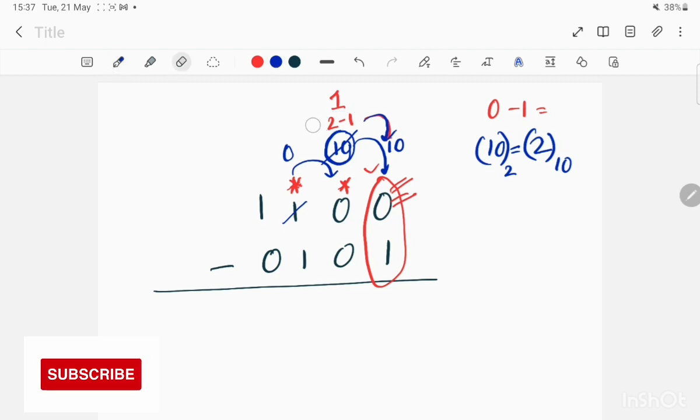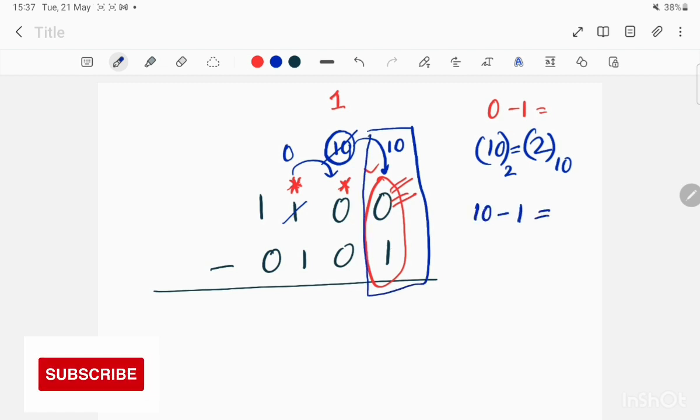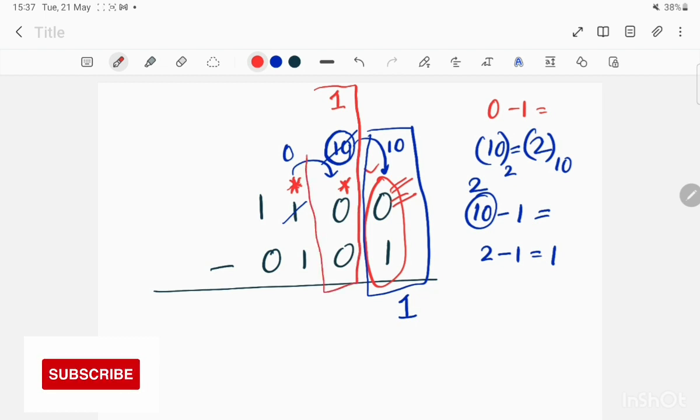Now let us check this column. Here what we have? 1 0 minus 1. So 1 0 is nothing but 2, so this is actually 2 minus 1 is equal to 1. Now next check this column. Here we have 1 minus 0 minus 0, that is nothing but 1. Now next check this column.